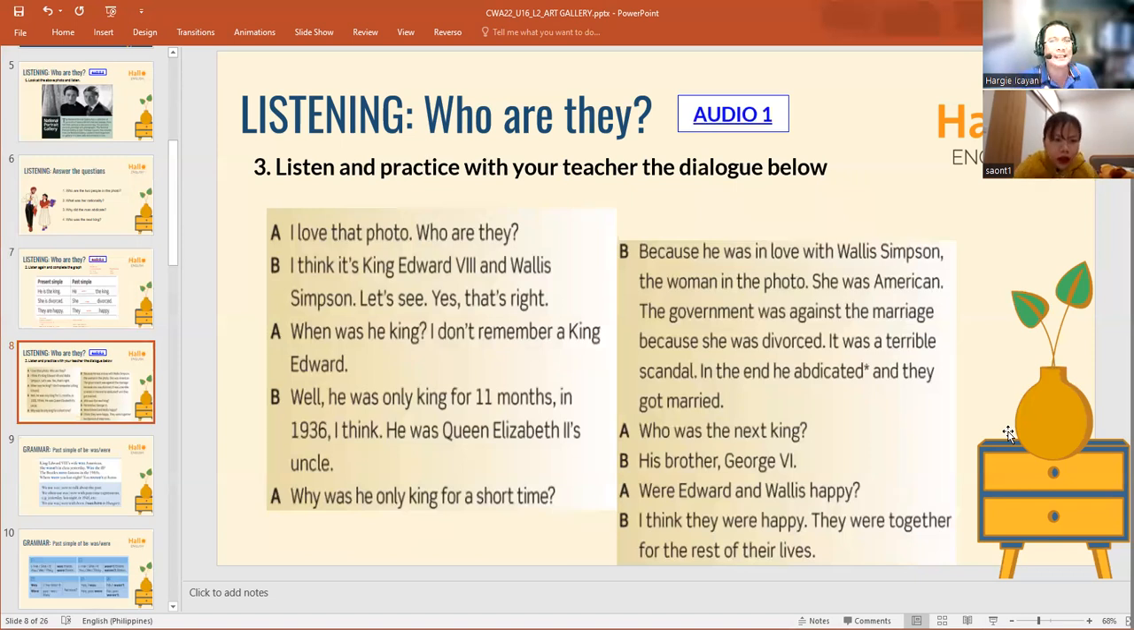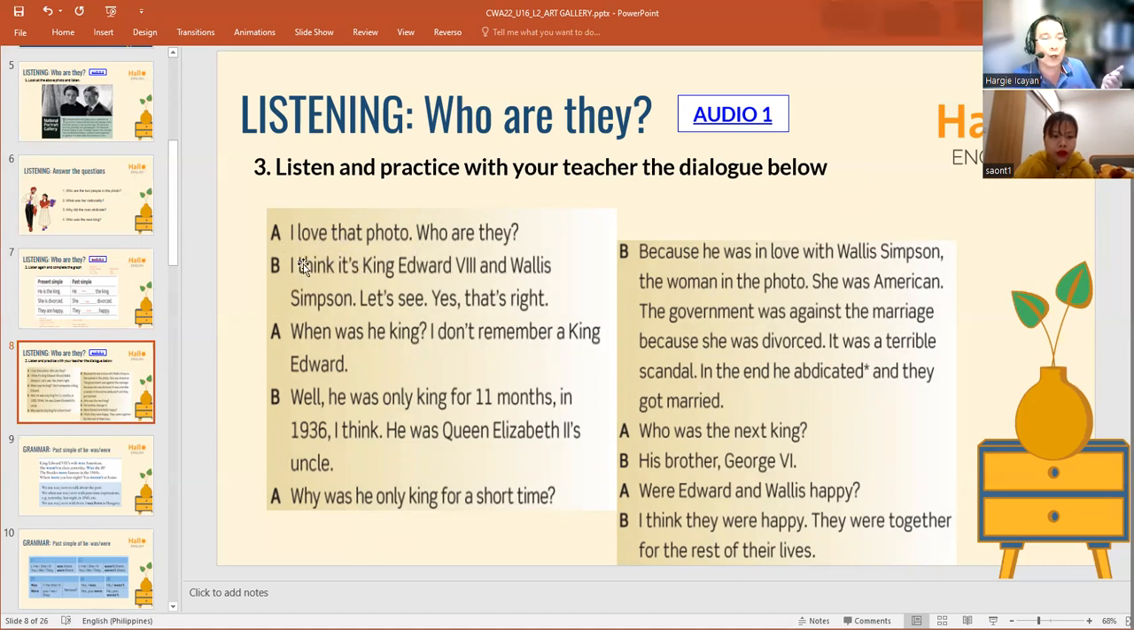Let's try to practice the dialogue below. We don't need to listen because we listened to that so many times. So let's try to practice the conversation or the dialogue between two persons. I will be doing the B, you will be doing A first, and after that, let's exchange. So you will be the A.